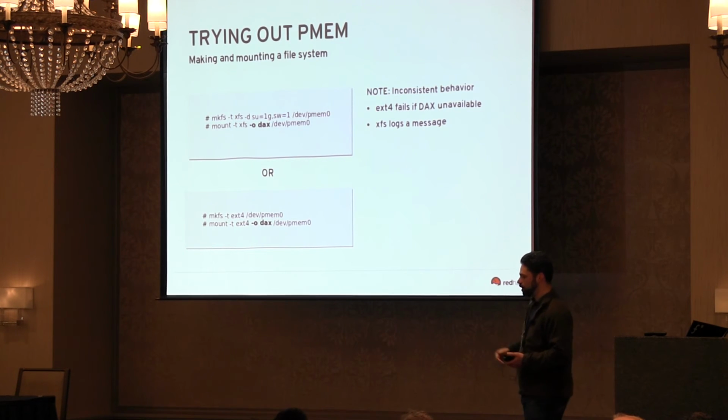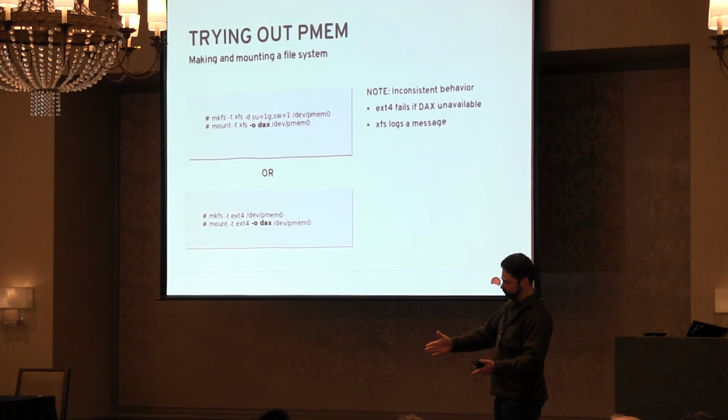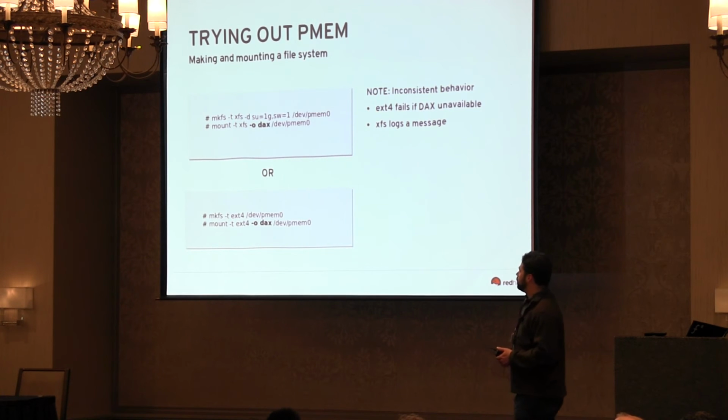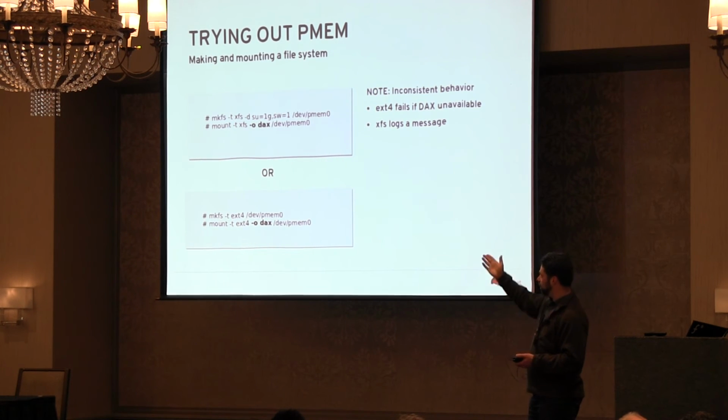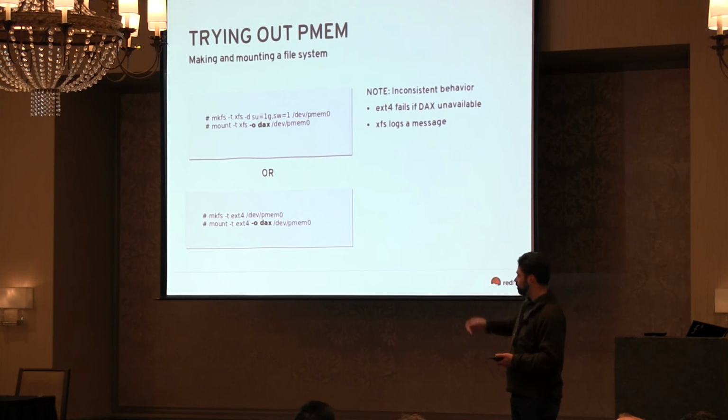XFS has options for passing RAID geometries to mkfs. And when you do that, it actually tries to align data on the boundaries that you give it for more performant I/O. It avoids things like read-modify-write on file system block sizes. So if you pass those, I just used 1 gig as an example here. You just pass those options to mkfs, and then you can mount it using -o dax. And then the ext4 instructions are below, very simple.